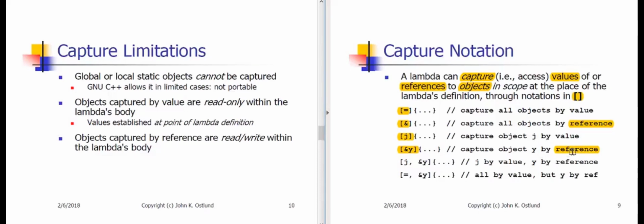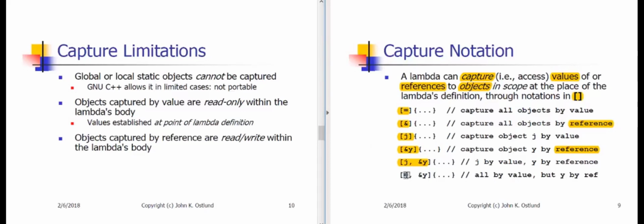And you can sort of mix and match what's going on here. For example, this notation here, j comma ampersand y, means that within the body of this lambda, I want to be able to access j by value. That is, I want to be able to read from it but not modify it. But I want to be able to access the object y by reference. I want to be able to both read and modify y.